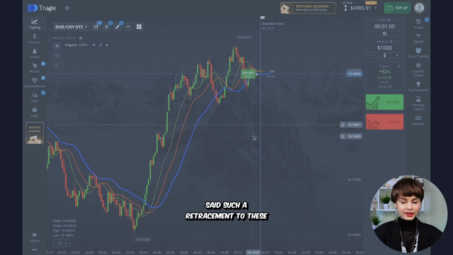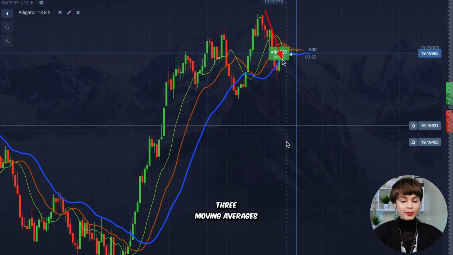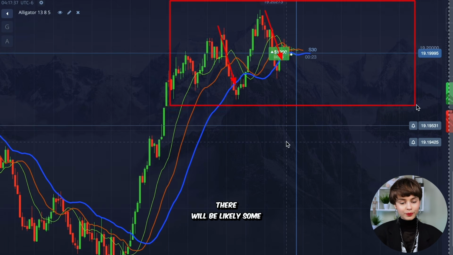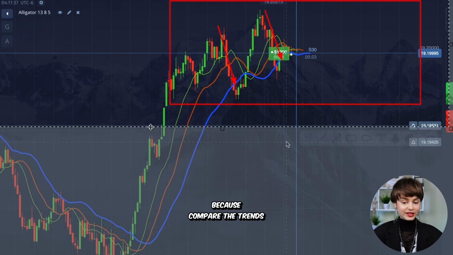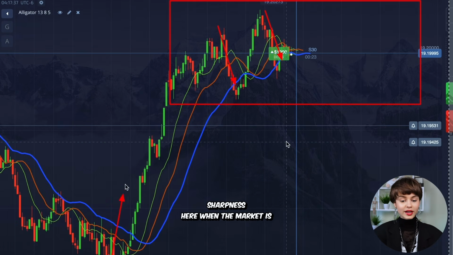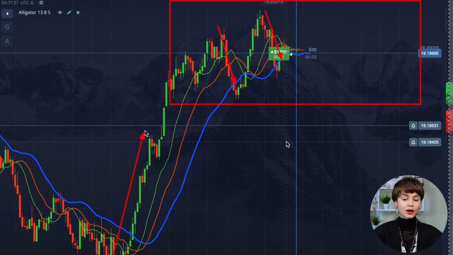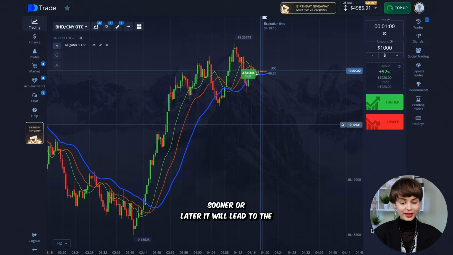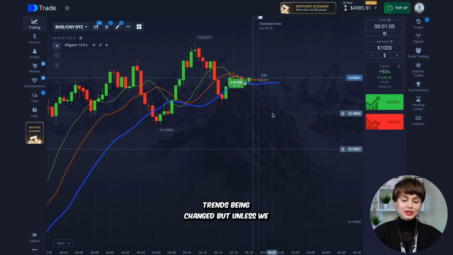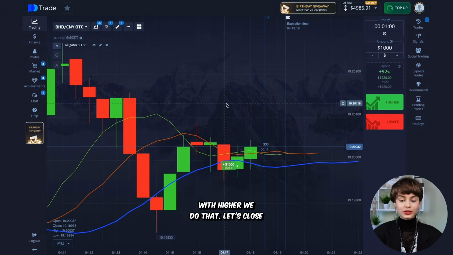As I've already said, such a retracement to these 3 moving averages happened again and likely this is a faded phase of the uptrend already. There will likely be some distribution which will lead to the trend's change. Because compare the trend's sharpness here, when the market is moving in such an inclined way with small retracements, and here when retracements are getting bigger and bigger. Sooner or later, it will lead to the trend changing. But while we have an opportunity to trade from these 3 moving averages with higher, we do that.